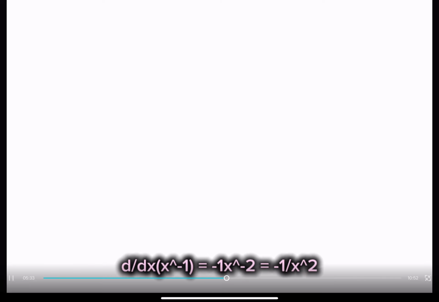Now, apply the rule. d over dx of x to the power of negative 1 equals negative 1 x to the power of negative 2, which is equal to negative 1 over x squared. And yeah, that's how the power rule works. And in this problem, the power rule still works.